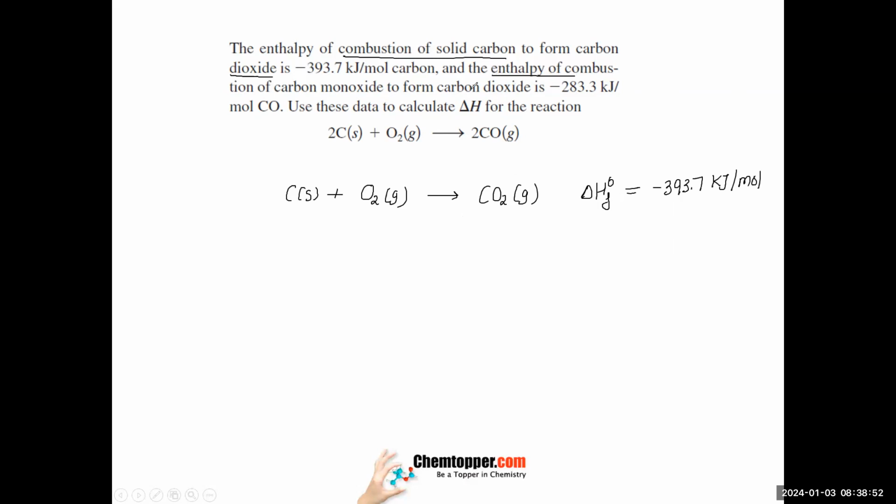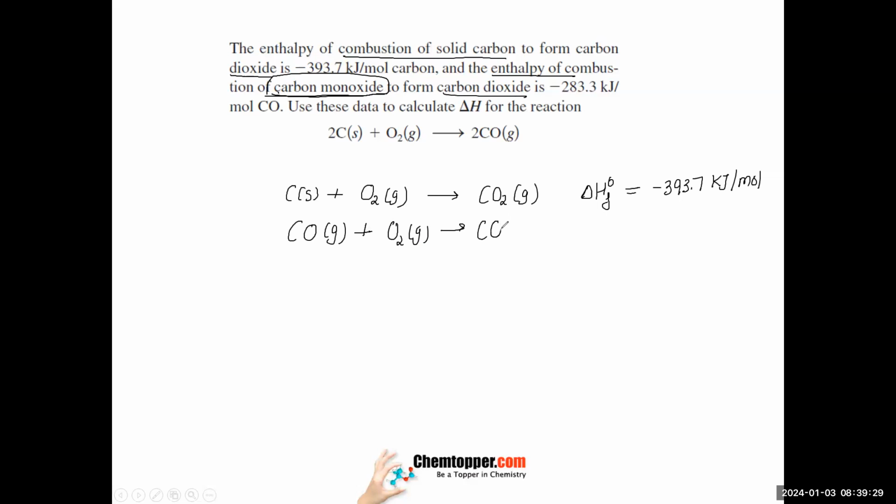The enthalpy of combustion of carbon monoxide. You know the formula? Carbon monoxide. Please write the formula. What's the formula of carbon monoxide, children? CO. Combustion means it's a gas, we know that. Combustion means other reactant is O2 gas, giving you carbon dioxide.